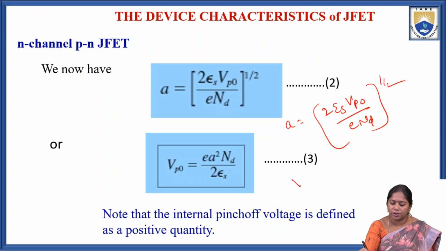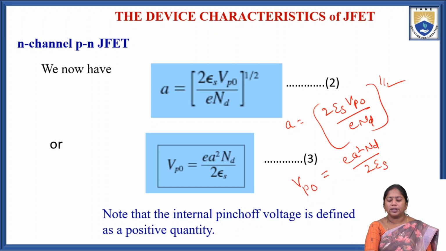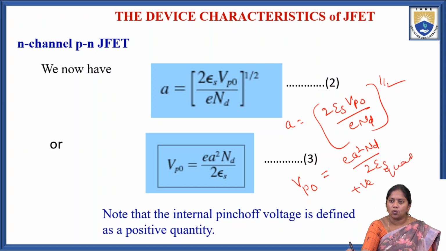From this equation, the internal pinch off voltage Vp0 equals e a squared Nd by 2 epsilon_s. Note that the internal pinch off voltage is defined as a positive quantity. Here the internal pinch off voltage is a positive quantity.